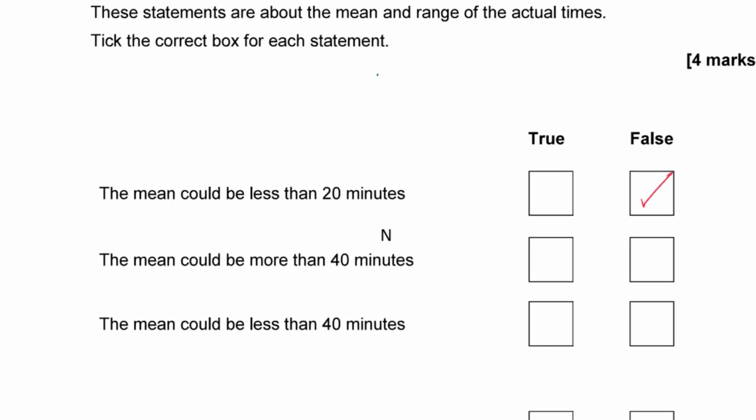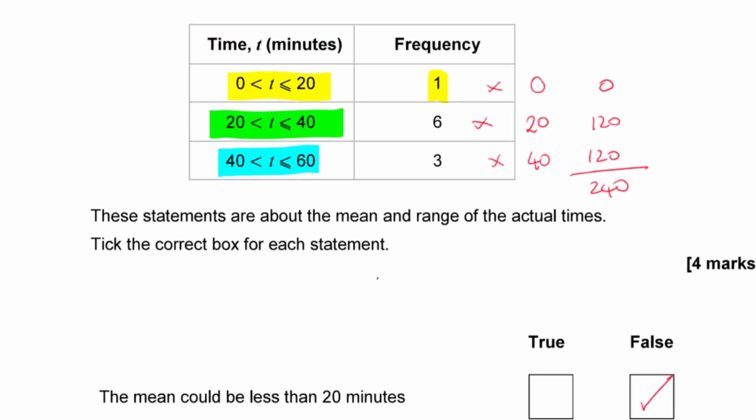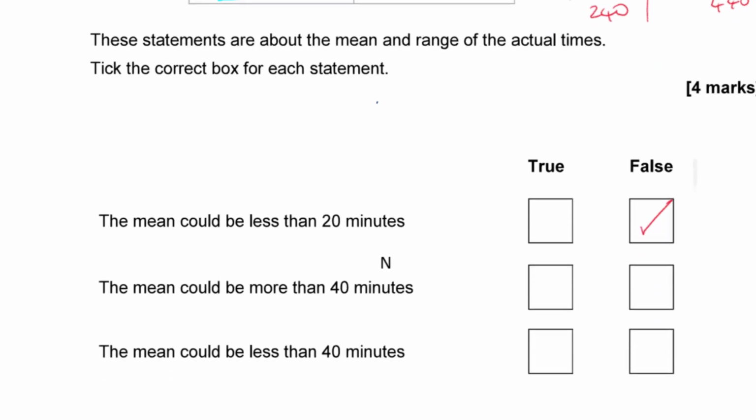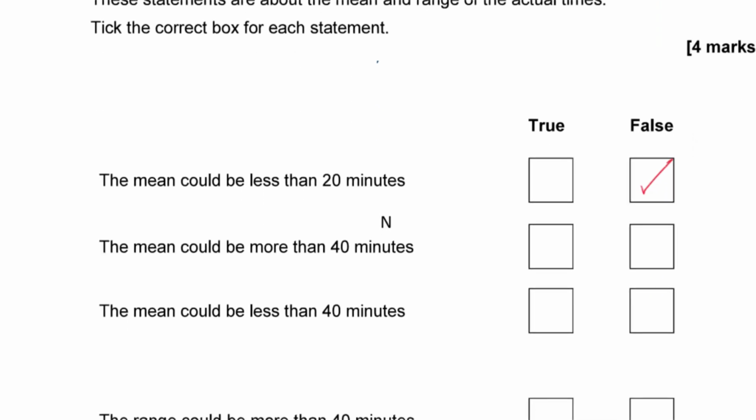The mean could be more than 40 minutes. Okay, let's do the same thing. This time, let's assume that it's the upper bound of those categories. So I'm going to have a time of 20, 40, and 60 for those 3 groups. So 1 times 20 is 20. 6 times 40 is 240, and 3 times 60 is 180. Now adding those up, 20 plus 180 is 200 and 240 is 440. Divide that by 10 is going to give you a mean of 44. So yes, it could be more than 40 minutes.